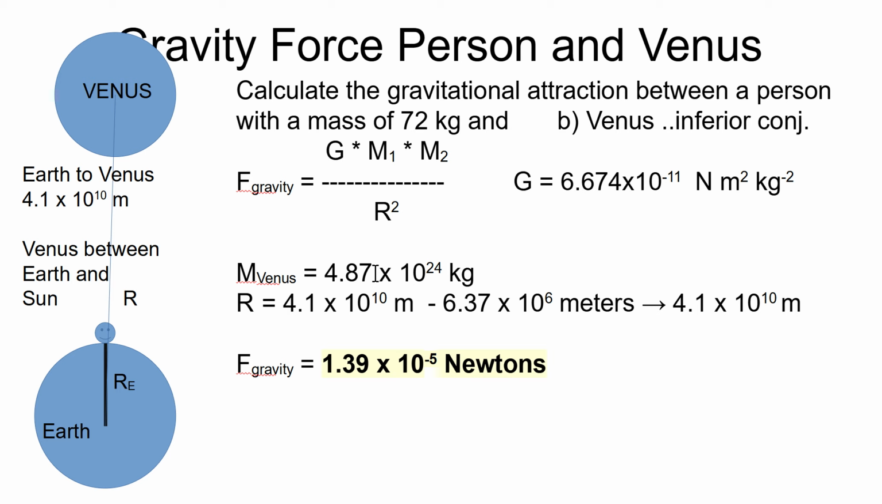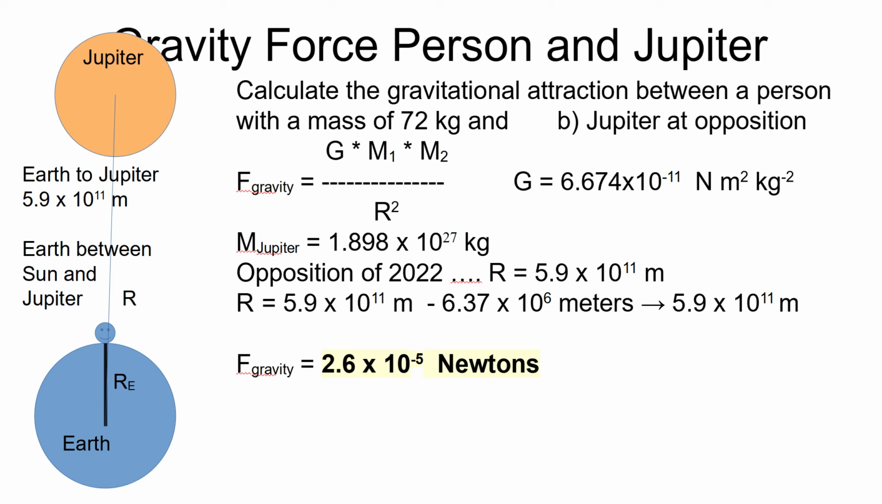The mass of Venus has this value, 4.87 times 10 to the 24th. And again, the Earth's radius is not significant here. It's into the 10 to the 6th category for meters. Our distance to Venus, 10 to the 10th meters. So you can repeat this calculation if you want to with a better value for R, but I'm going to go ahead and use 4.1 times 10 to the 10th meters in calculating the force of gravity. Then I got 1.39 times 10 to the minus 5 newtons, again a very small number.